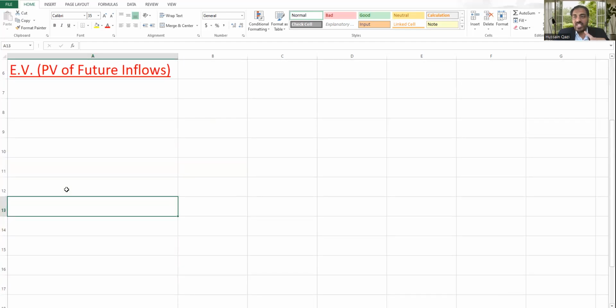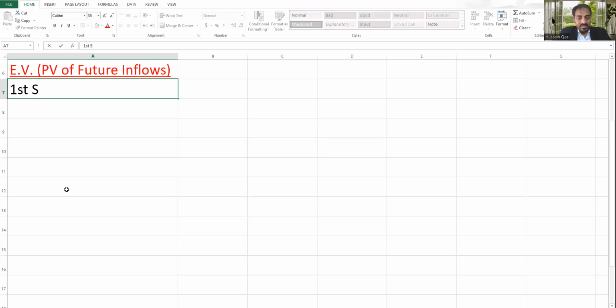That we need to calculate with the two-step model. So what are the two steps? Number one, the first step is to identify the present value of all future inflows possibilities.